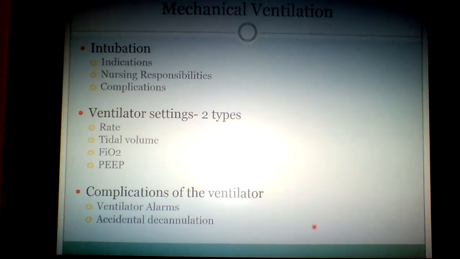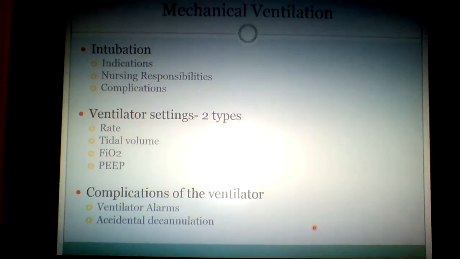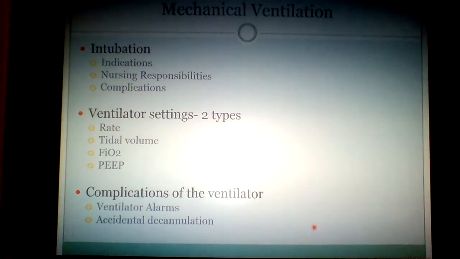Mechanical ventilation. So, mechanical ventilation, let's talk about some reasons why we would intubate a patient. Some of the indications is that our patient is having increased work of breathing. So, they're having a hard time maintaining their own airway. They have gone into acute respiratory failure. And, oops, sorry, dropped that, didn't I?